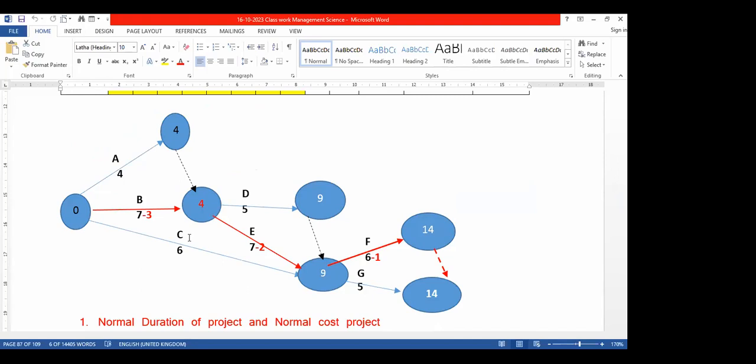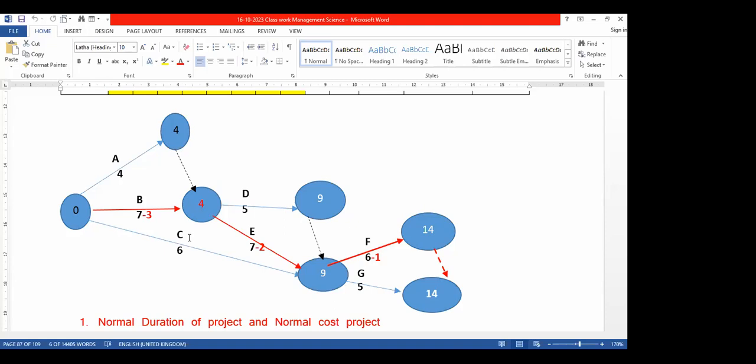So the critical activities create the critical path, right? The critical activities of the project create a critical path. According to this, B, E, F are the critical activities. So these critical activities create the critical path.